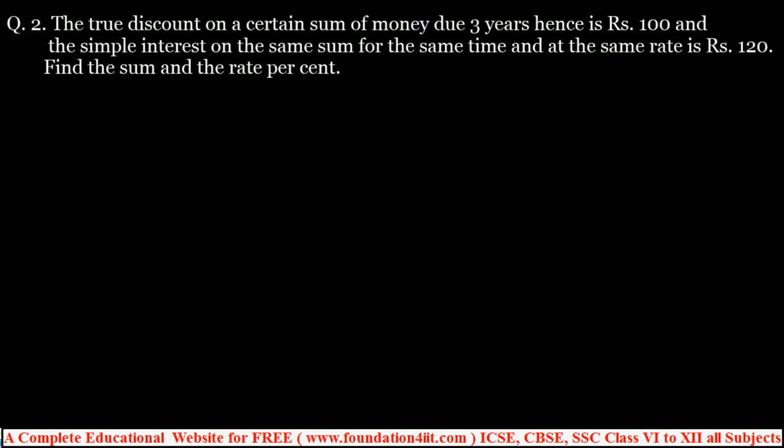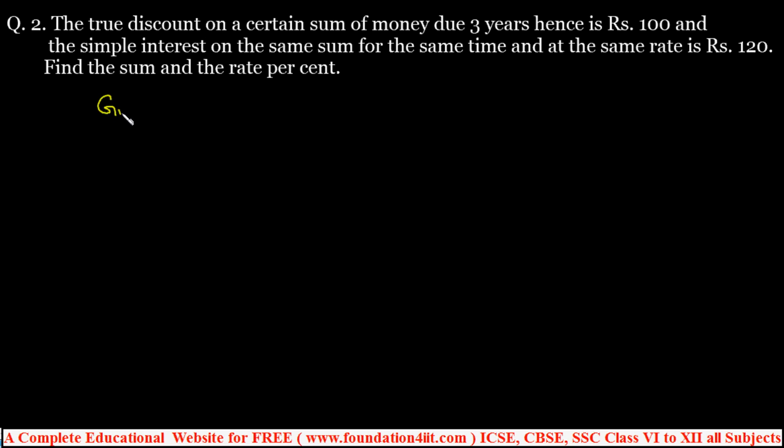Now in this problem, the true discount on a certain sum of money due 3 years hence is rupees 100. True discount is given here, so true discount is 100 on a certain sum. The sum is not given. On a certain sum, the money is due in 3 years, the time is 3 years hence, is 100. And simple interest on the same sum for the same time at the same rate is 120. So indirectly simple interest is 120 and true discount is 100, not the same. Find the sum and the rate percent. So in this question we need to find out the sum and the rate percent.